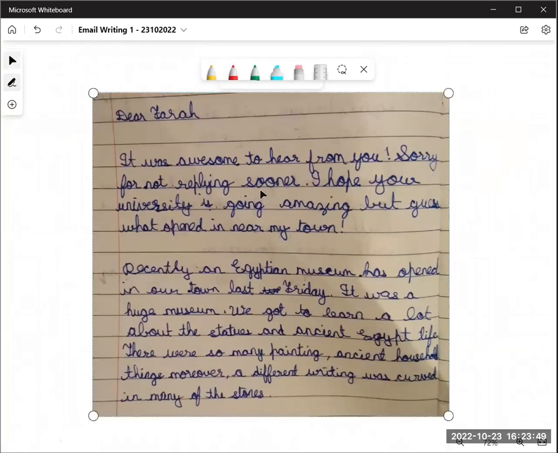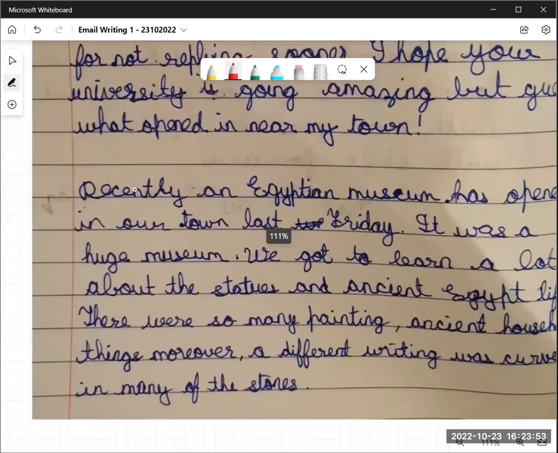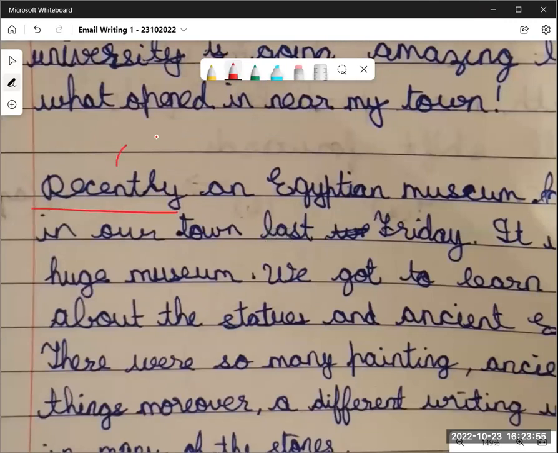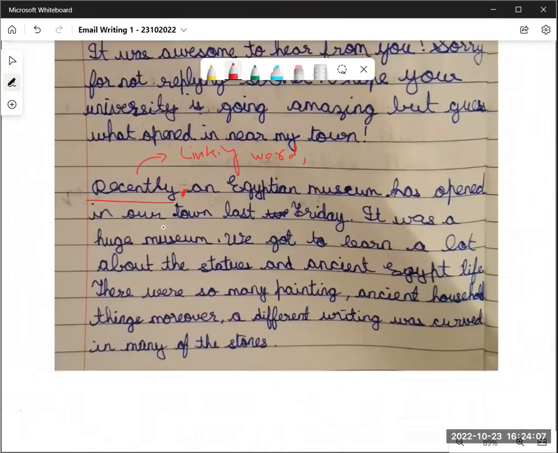Dear Farah, it was awesome to hear from you, so that's fine. Recently, Niranjana, whenever we use recently or words like this, it's called a linking word, and they must have a comma after them. So every linking word has a comma after it. So we'll put a comma right here. An Egyptian museum has opened in our town last Friday. That's fine.